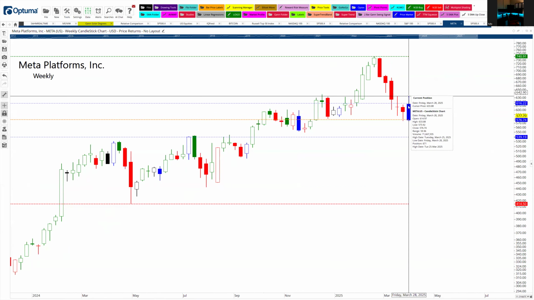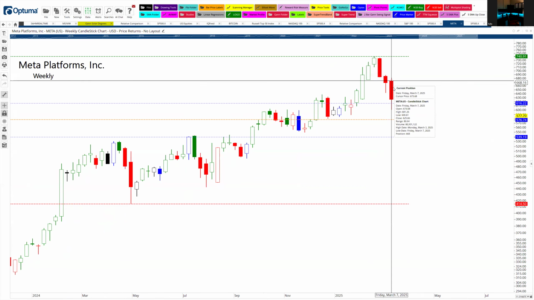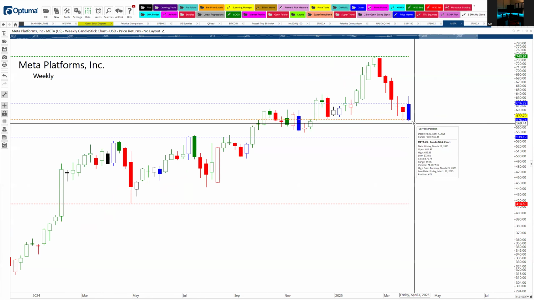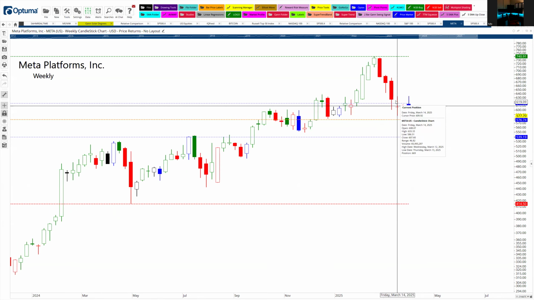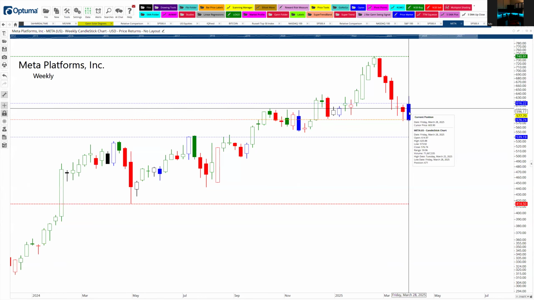Meta closed the week as well with the outside weekly, but look, it's like so many of them this week. Look what Meta is doing. It's crazy. One of the strongest stocks closed the week with the outside weekly, but Meta doesn't have a single higher bar for 3, 4, 5, 6 weeks now. Over a month and a half.